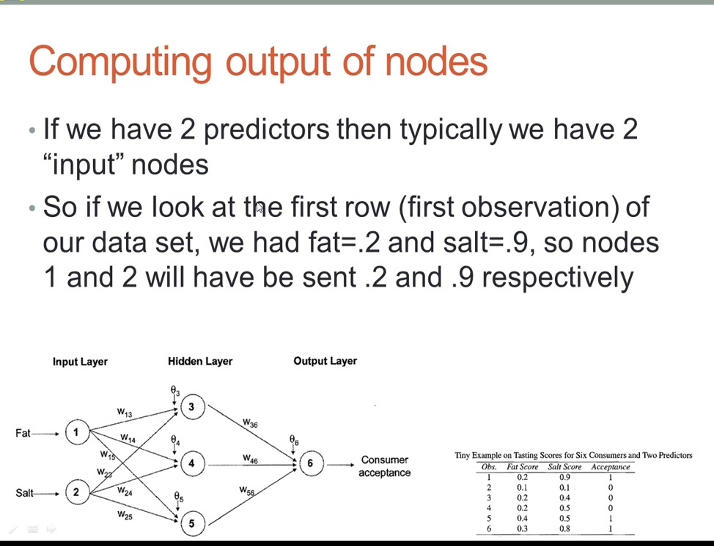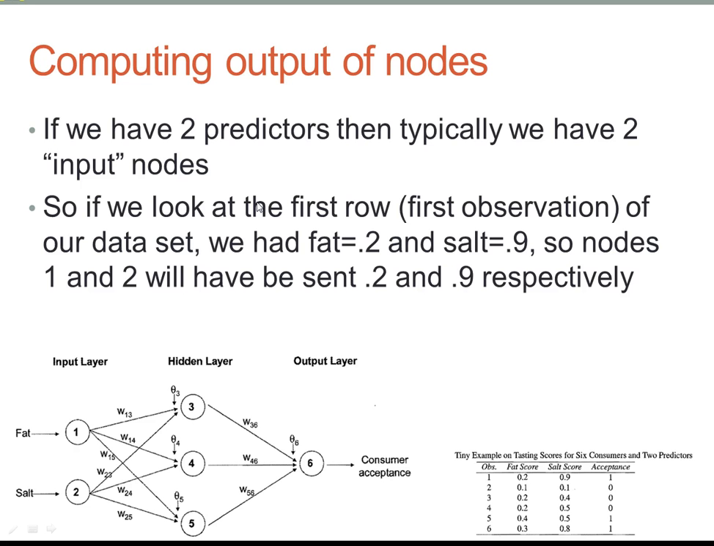And this value is called x1, and this value is called x2. So what is x1 equal to? 0.2, and what is x2 equal to? 0.9. W13 is going to be a weight, and W23 is a weight. What's going to happen is, like I said, 0.2 times this, and 0.9 times this one, right?